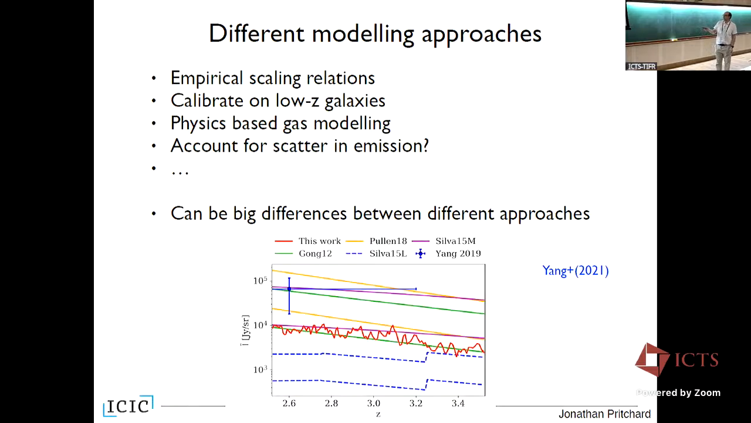Okay, so I said that there are different approaches. And I mentioned empirical scaling. We can calibrate on low redshift galaxies and just extrapolate wildly. We could do some complicated modeling of the physics of the gas. And we probably need to account for just galaxy to galaxy scatter as well. And you can end up with very big differences. So this is a comparison of the mean intensity in the carbon monoxide line from a number of different groups. And you can see there's about 2 orders of magnitude of variation between the different models.